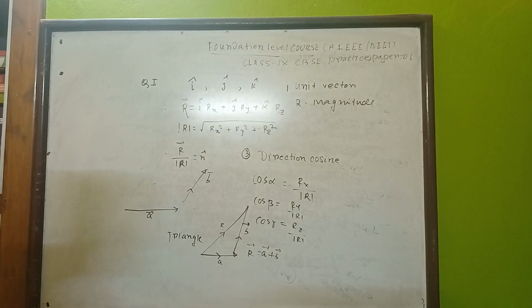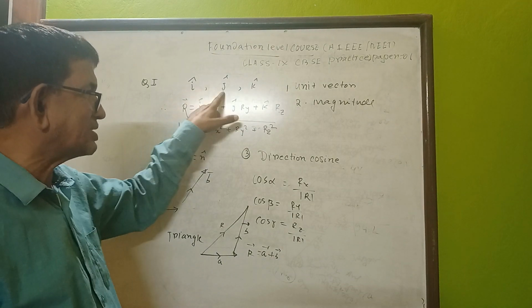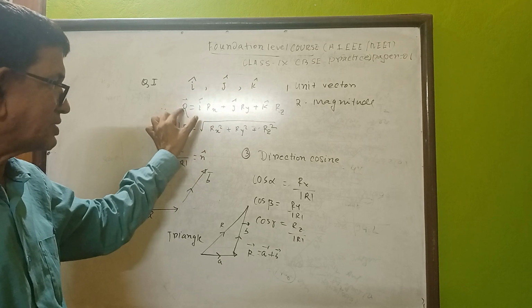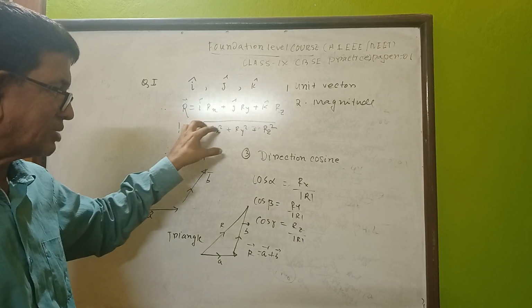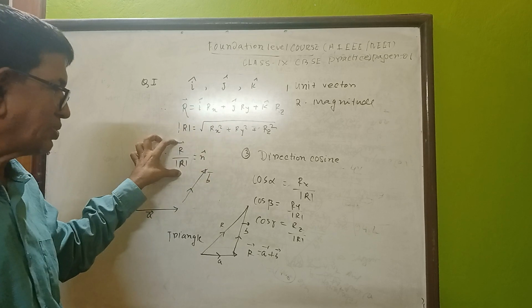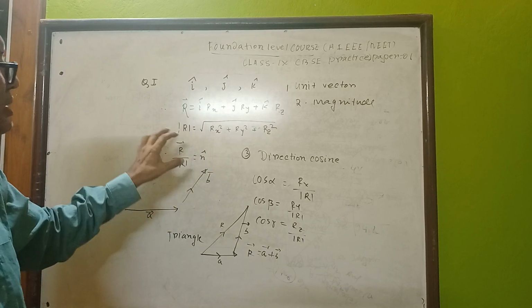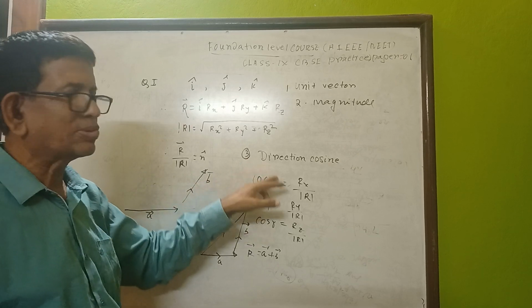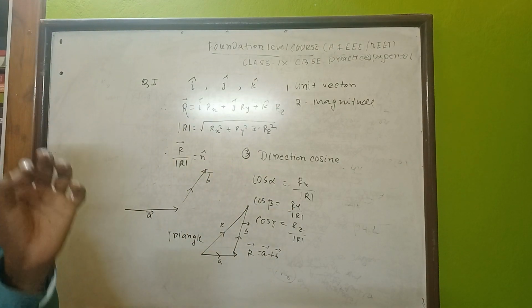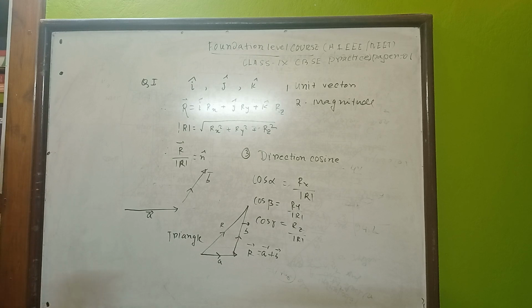Clear? What I have taught today: I have taught the three unit vector concept i, j, k. With the help of unit vectors, the position vector I have given you. I have told you how to determine the position vector magnitude, then the unit vector along the direction of the position vector. All formulas are given. Then I have taught you the direction cosine. Direction cosine means alpha, beta, gamma, that are the angles made by the vector along the x-axis, y-axis and z-axis.